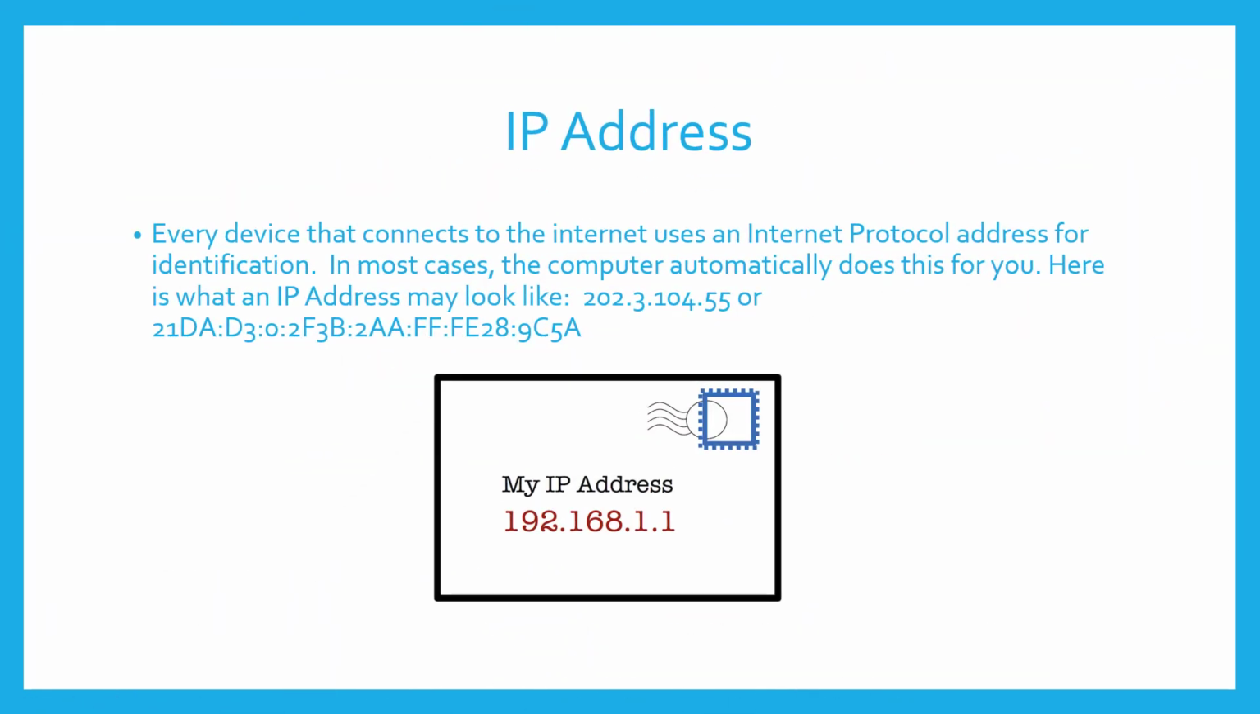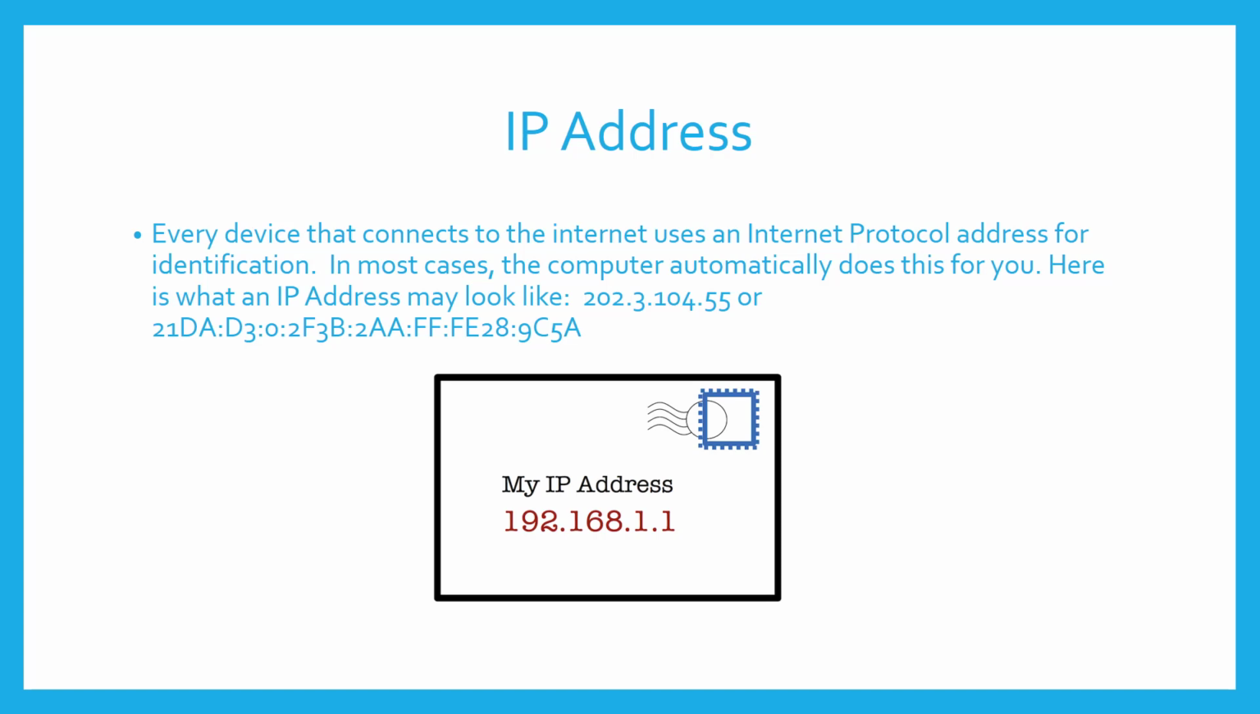An IP address. Every device that connects to the internet uses an Internet Protocol address for identification. In most cases, the computer automatically does this for you. Here's what some IP addresses may look like. Usually at the library, it would be 202.168.10.50. Really simple. Or you can see the one at the bottom, which is more difficult, and you'd probably see those IP addresses like in a government facility or something that's more high-tech.